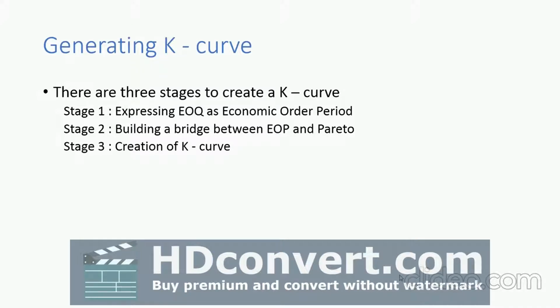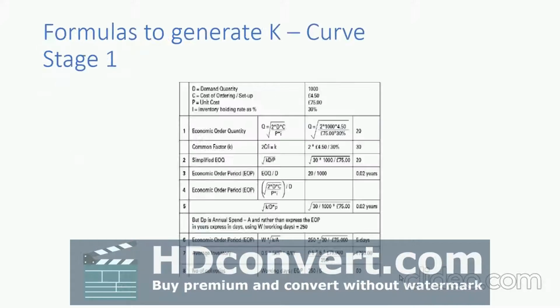Stage 1, expressing EOQ as an economic order period. This is the formula we are going to use to do that. Economic order quantity. This is the formula. D, C, P and I explanations are given above: D being the demand quantity, C the cost of ordering, P the unit cost and I the inventory holding rate.